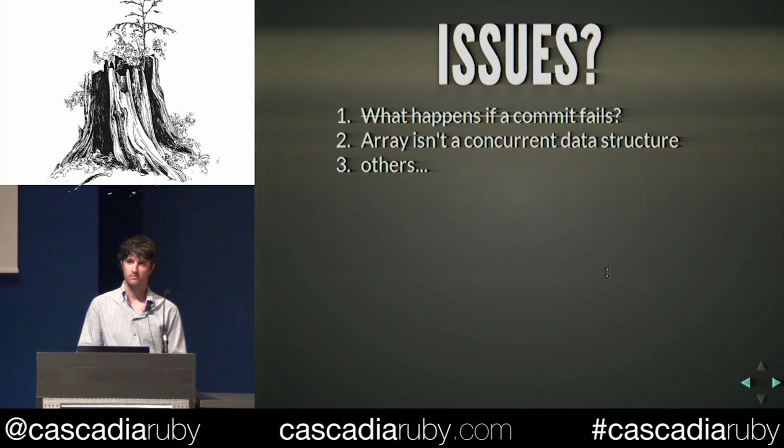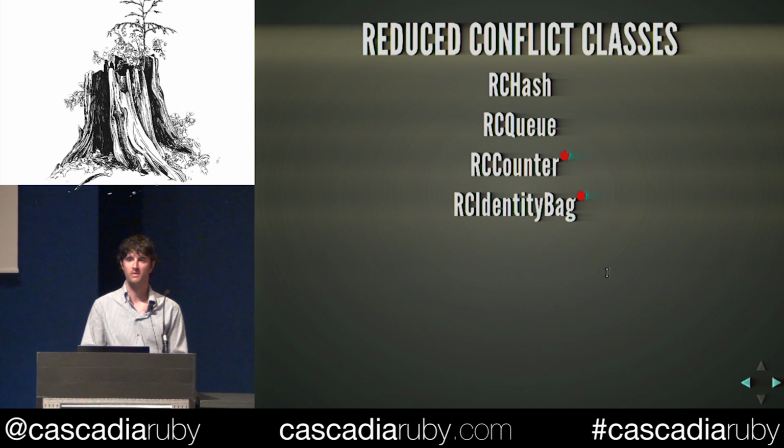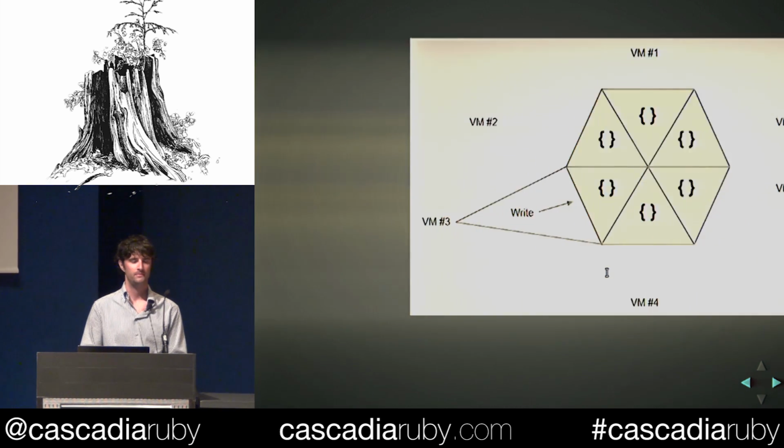So now, arrays aren't concurrent data structures. Well, GemStone has a notion of concurrent data structures. There's four of them. There's Smalltalk versions; these are the Ruby versions. They're called reduced conflict classes. So we have a hash, a queue, a counter, and then something called an identity bag, which is a Smalltalk thing. We don't really use those. Counter and identity bag are not actually exposed right now, but hash and queue are.